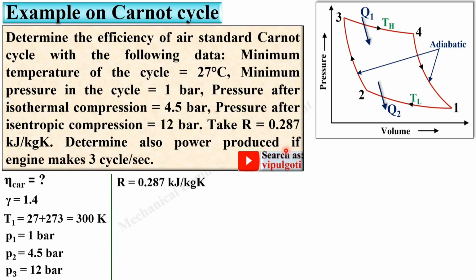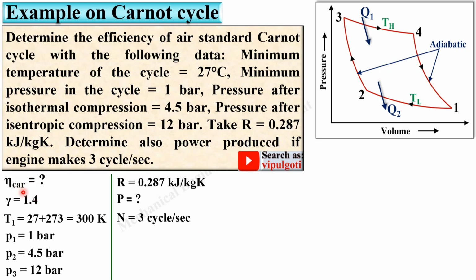Determine also power produced, that means P is equal to question mark, if the engine makes 3 cycles per second. So this is about the one cycle, but here it is given to you that per second there are 3 cycles. So you can write N is equal to 3 cycles per second.